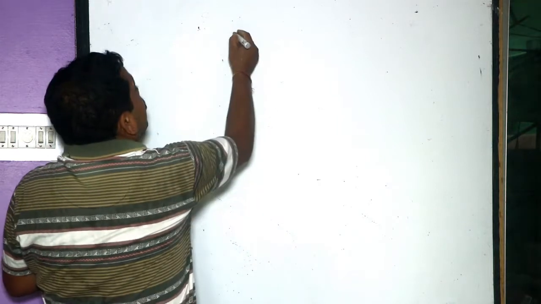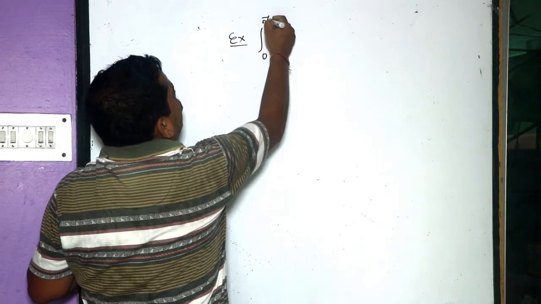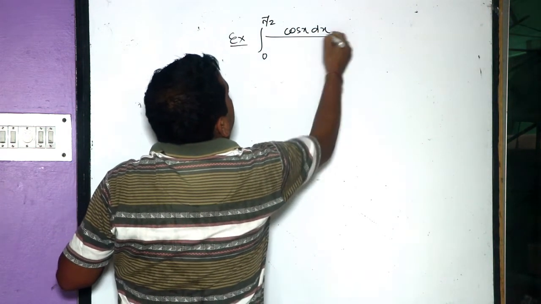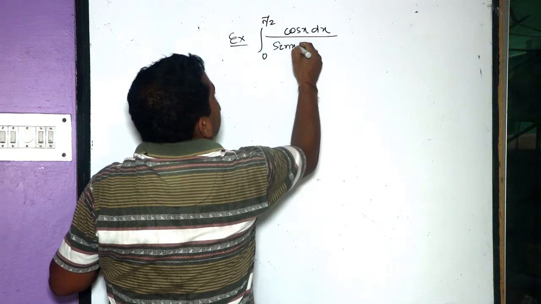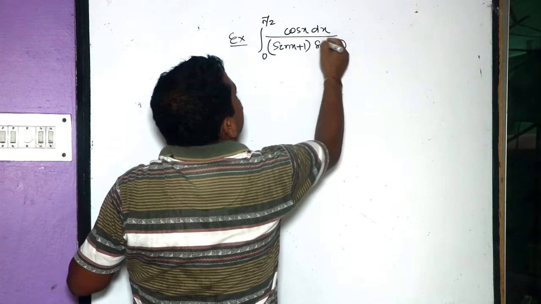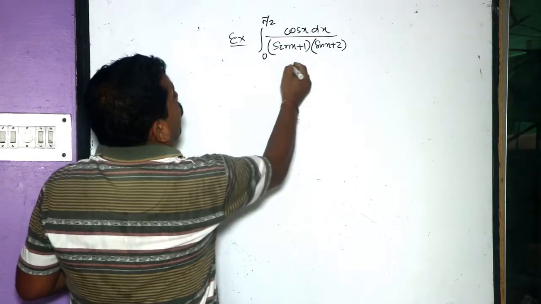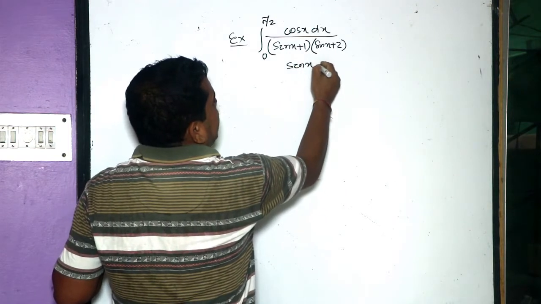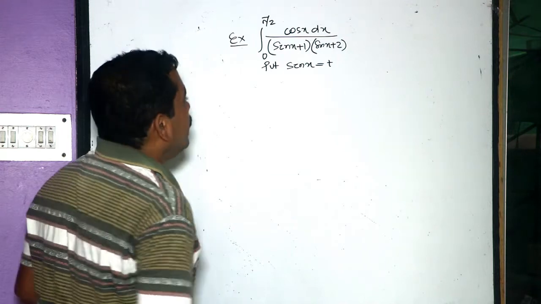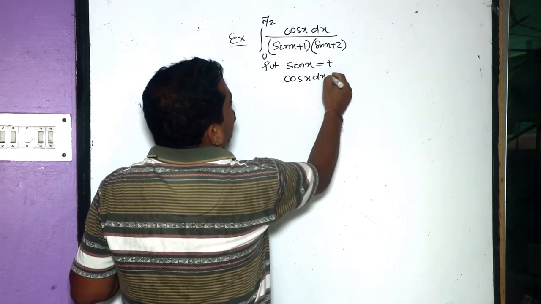Another example: suppose the integration is 0 to pi by 2 cos x dx by sin x plus 1 into sin x plus 2. You integrate in this manner. Now we have to put sin x as t. Then cos x dx will be dt.